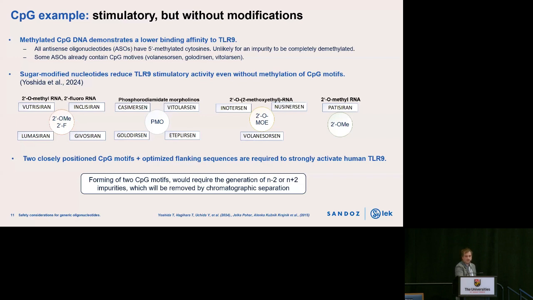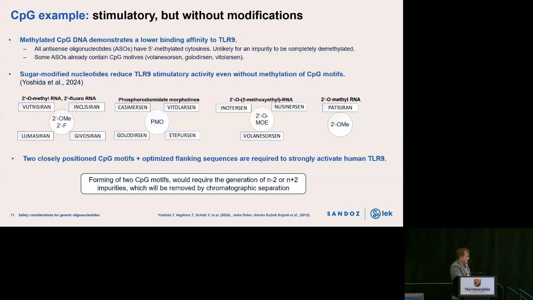And this was nicely demonstrated in a recent article by Yoshida and colleagues. And again, if we look at most of the approved therapeutics, we can see that they are mostly sugar-modified, and some of them are even fully modified. So again, if there would be a CpG-containing impurity present, its potential immune response would likely be mitigated by the presence of sugar modifications. And I think they also showed that on the neighboring nucleotides, if, for example, they reduce the response.